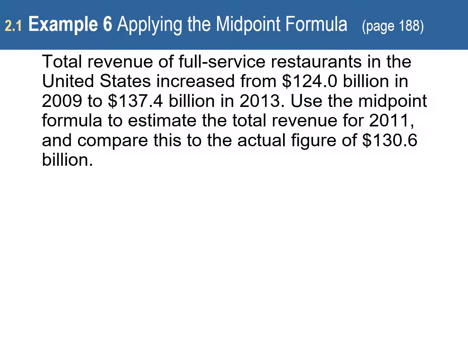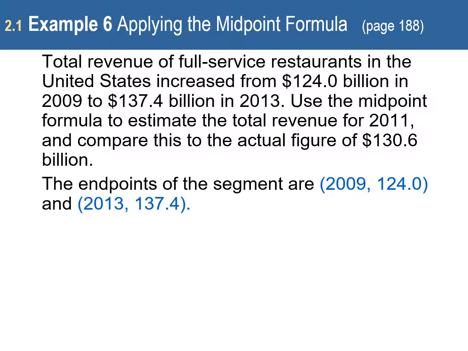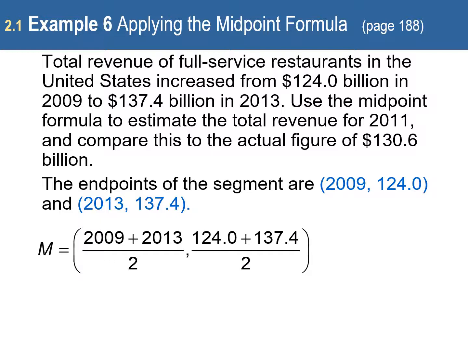Now, the total revenue of a full-service restaurant in the United States increased from 124 billion dollars in 2009 to 137.4 billion dollars in 2013. Use the midpoint formula to estimate the total revenue for 2011 and compare that to the actual figure of 130.6 billion. So the endpoints of the segment are (2009, 124) and (2013, 137.4). Using the midpoint formula, we get (2011, 130.7).